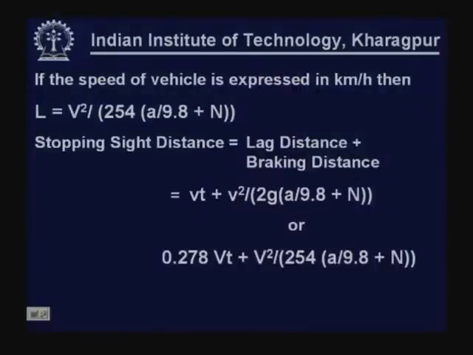Now, again if the speed is expressed in kilometers per hour, then the equation will be L equals V square by 254 into (a by 9.8, which is the value of g, plus n). So, the stopping sight distance is V into t plus V square by 2g into (a by 9.8 plus n), if V is expressed in meters per second, or it will be 0.278 V into t plus V square by 254 into (a by 9.8 plus n), as shown here. Here V is in kilometers per hour.